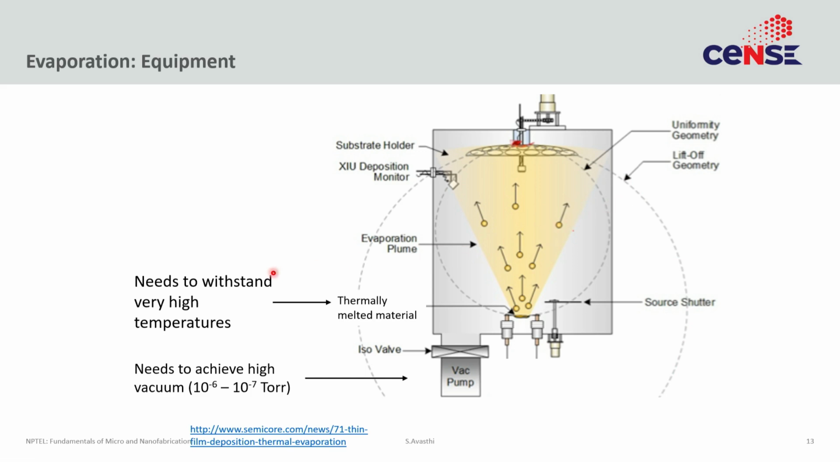Now, the other thing we need to understand is that this thermally melted material must be in some crucible, no. So that crucible must be able to withstand the melted material without melting itself. So, something to keep in track. And this vacuum pump system must be good enough to get to -6, -7 ranges.